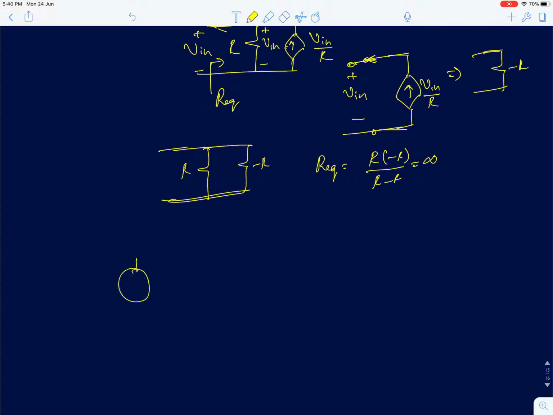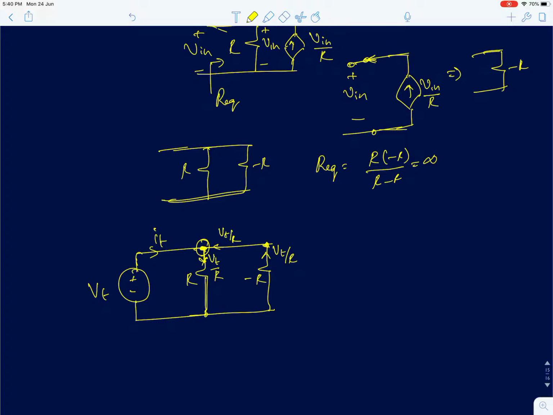You can also intuitively see that if I apply a test voltage Vt and try measuring the current It through this, I put a negative resistance of minus R. So we have a current of Vt by R flowing in this direction, and a current of Vt by R flowing in the opposite direction. If you apply KCL at this node, you have a current Vt by R leaving here and Vt by R entering here, so the current at this point will simply be 0.